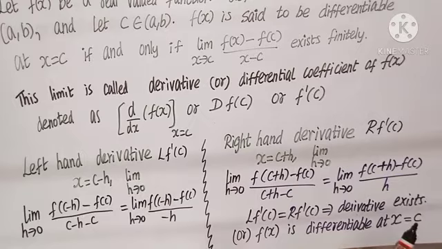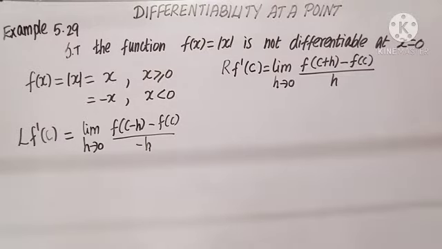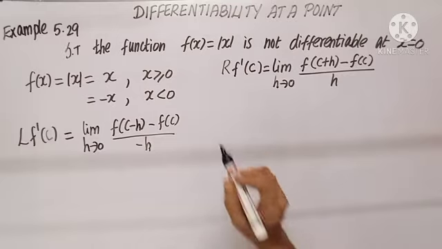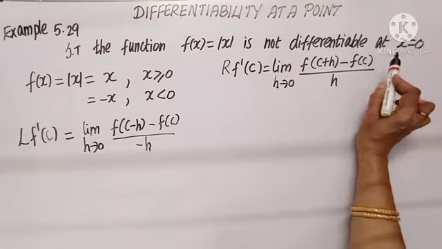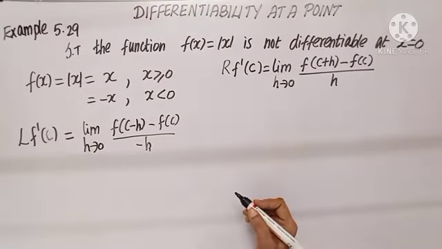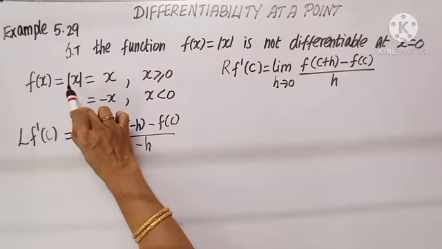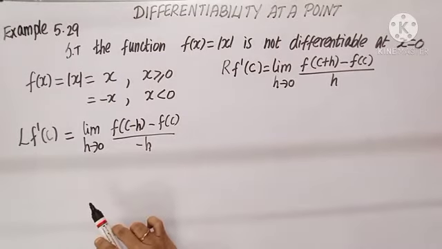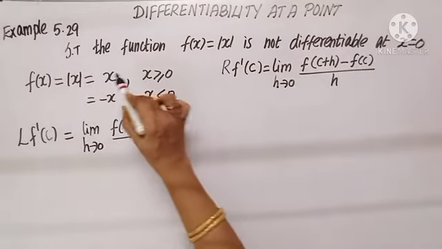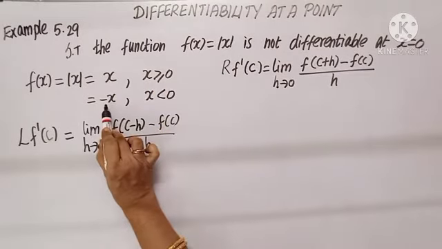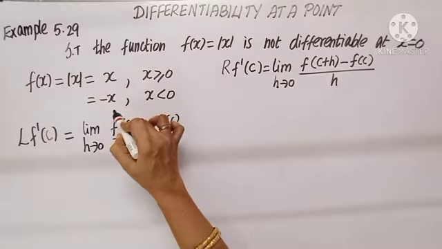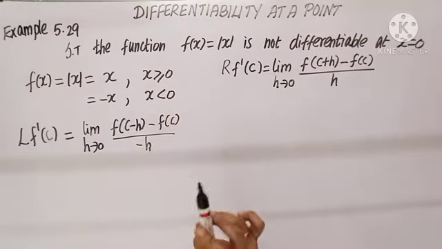Let us do one example to check the left and right derivative. Example 5.29: show that the function f(x) = |x| is not differentiable at x = 0. We know mod x is always positive. If x is positive, take it as it is. If x is negative, change the sign. So in both cases, my answer is positive.